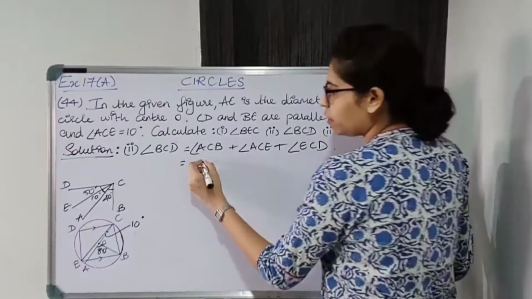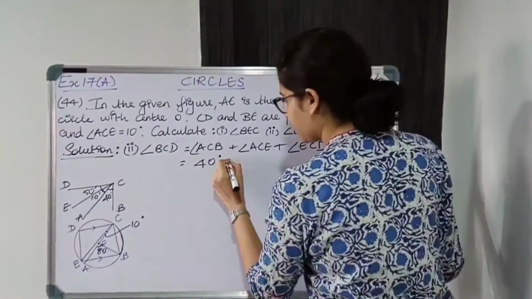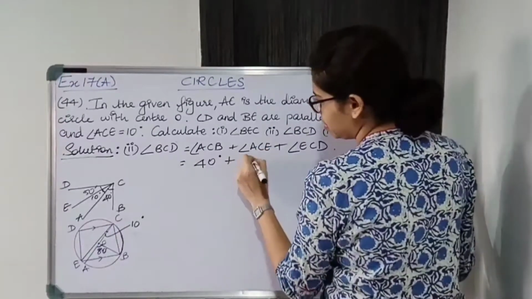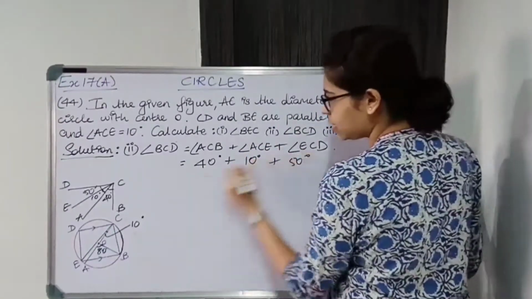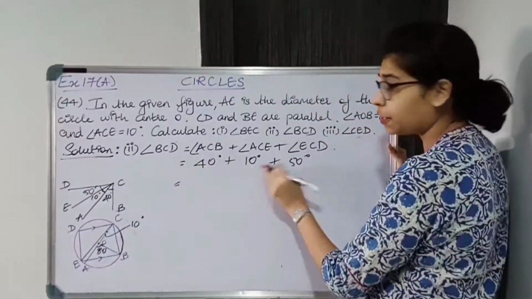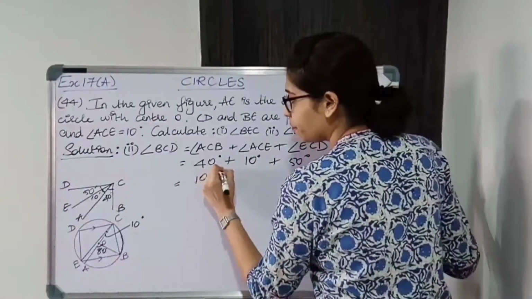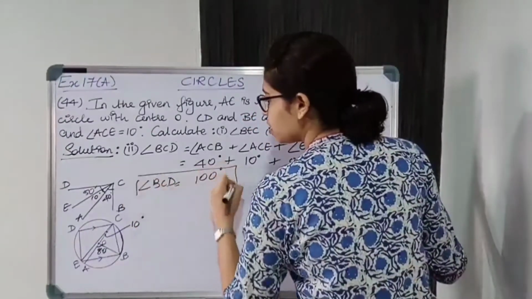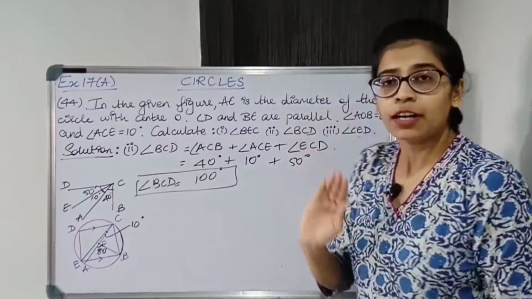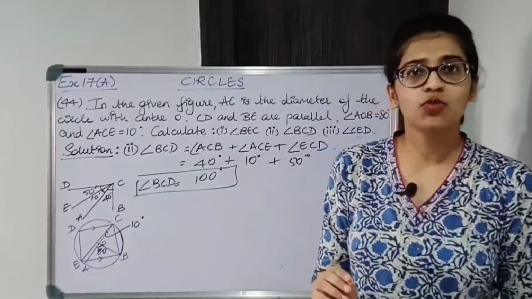Now ACB 40 degrees है, ACE is 10 degrees, this is given, and ECD we just found it is 50 degrees. So 40 plus 10 is 50, 50 plus 50 is 100. So angle BCD मिल गया, 100 degrees है, box this. Okay, so second part also we got, it's very easy students.